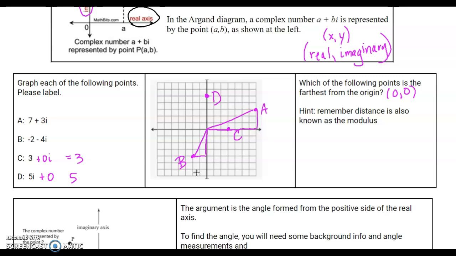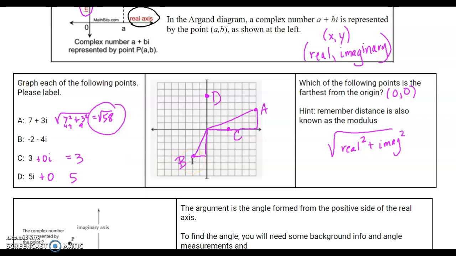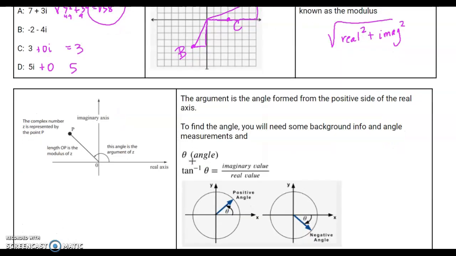So remember, if we do the absolute value, we would have the real part squared plus the imaginary part squared, and so 49 plus 9 is root 58. And root 58 you can do a decimal, but 5 squared is 25, and that's less than root 58. So we can definitely see it's going to be A. All right, so remember that's the real part plus the imaginary part. Okay, just a little application of maybe why we found the distance yesterday, or the modulus.